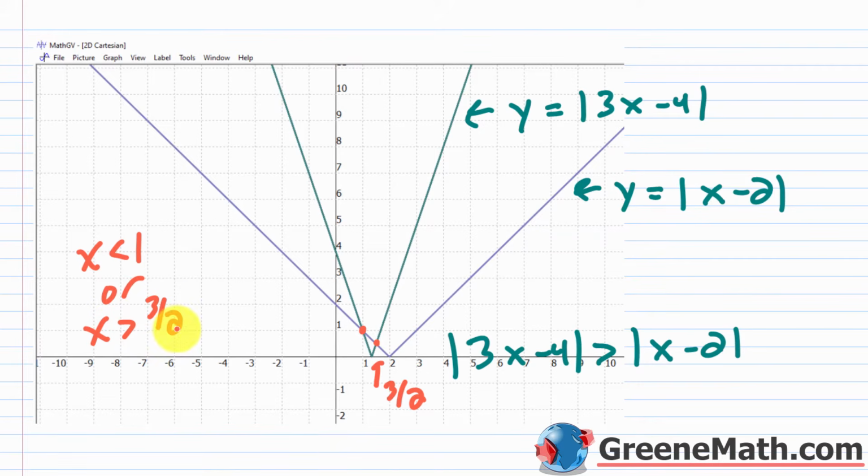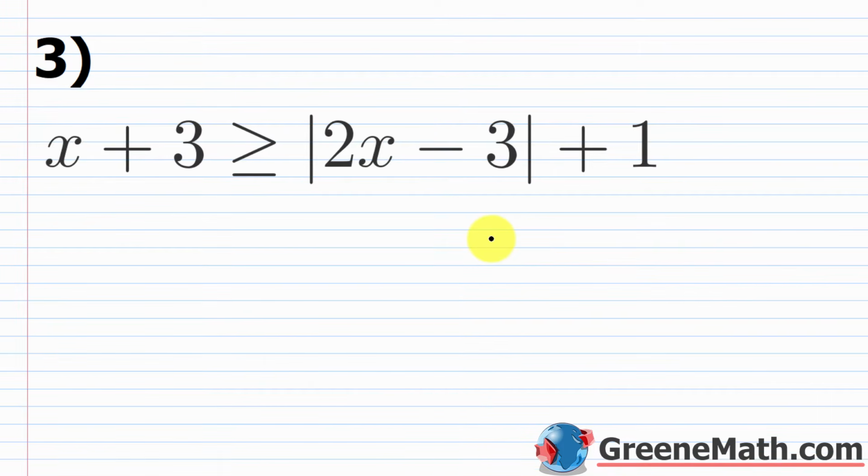If this had been flipped and it was a less than, then you're talking about this piece in between. So there it would be that x is greater than 1 and less than 3/2. Again, it's really easy to see what's going on when you graph these. I strongly suggest this if you're struggling with these problems. All right, let's move on and look at problem number 3.